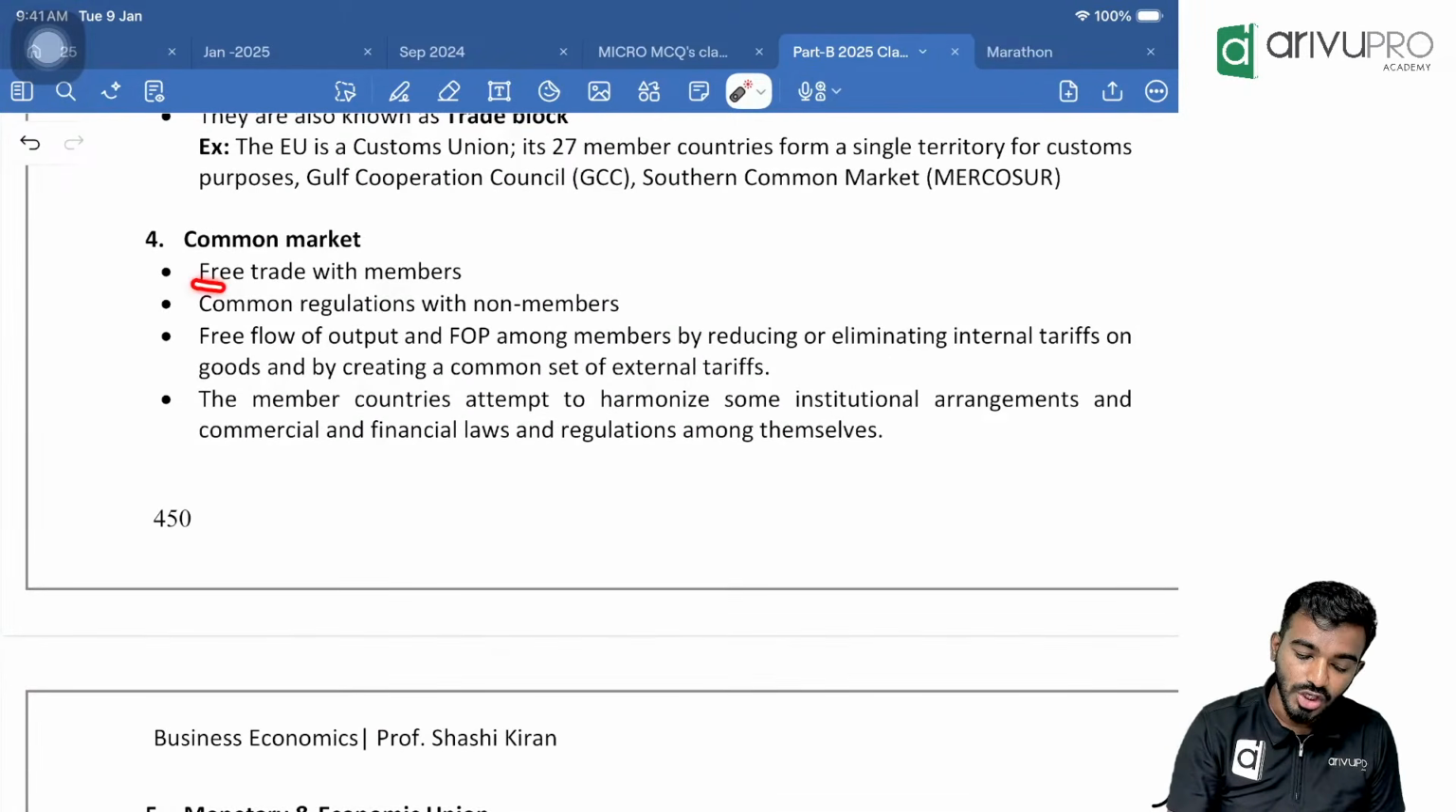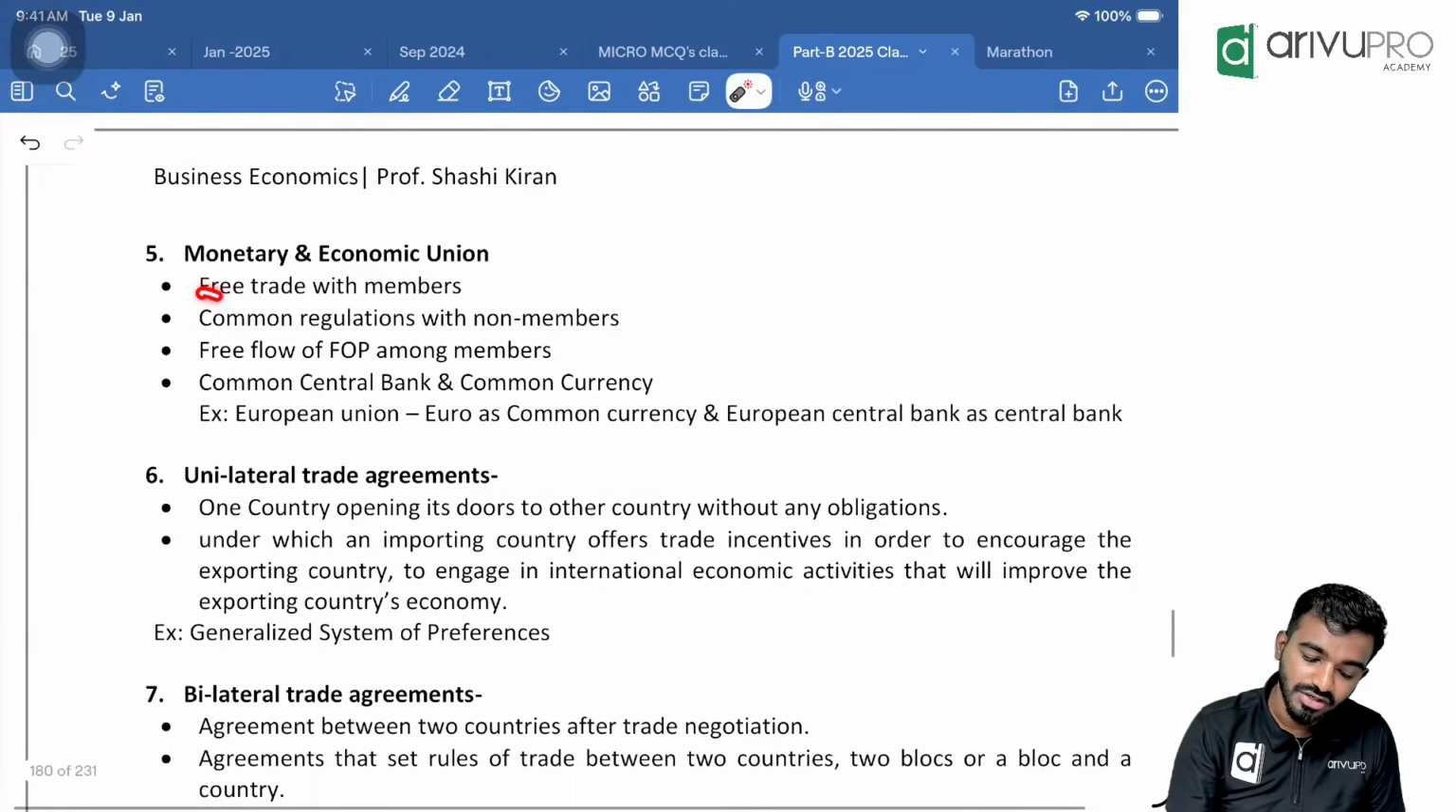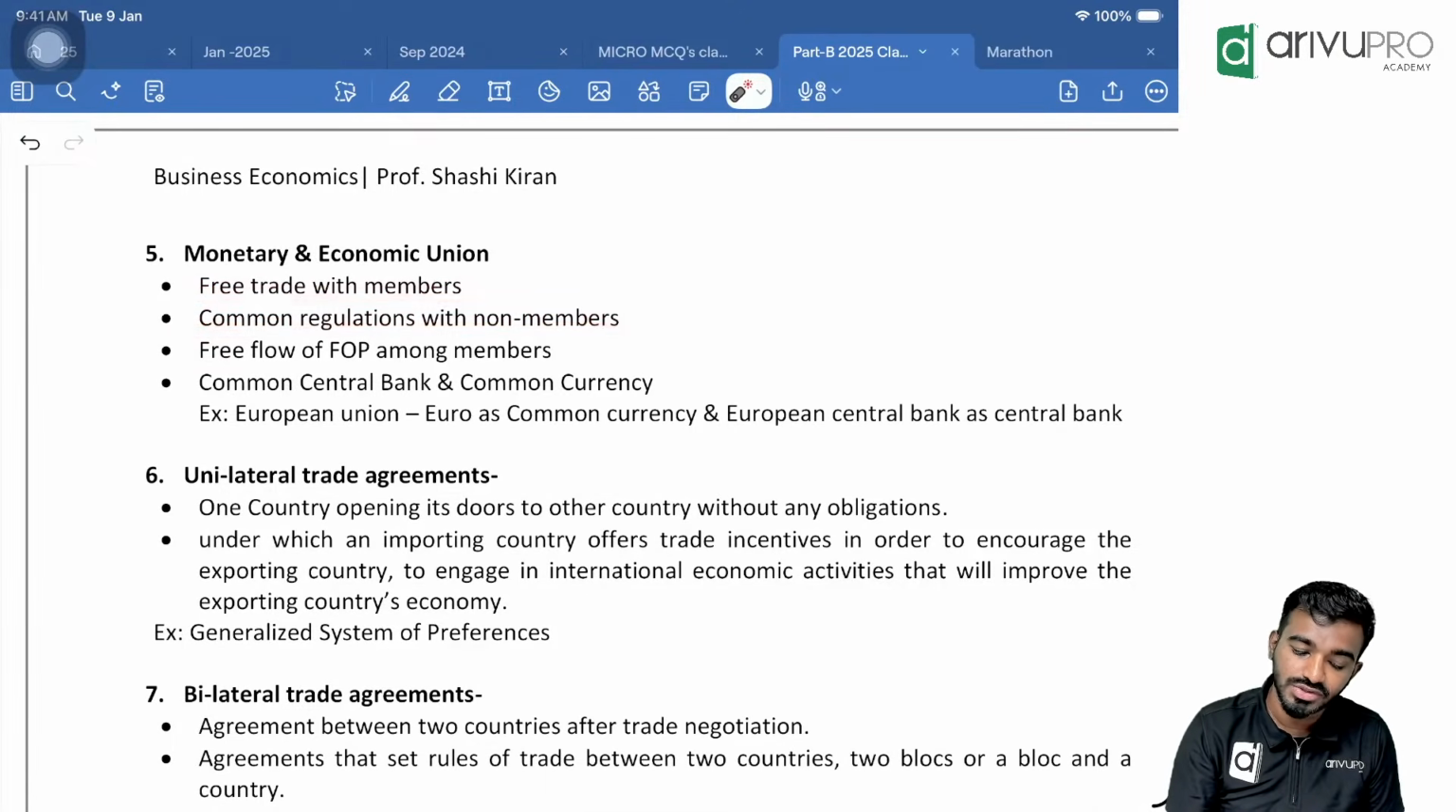Now, between members, not just free trade but also free movement of factors of production. Between outsiders, common regulation. Next, same continuation: free trade between members, common regulation with outsiders, free flow of factors of production. Now, common central bank and common currency also. Europe is the best example. European Central Bank and Euro is there.